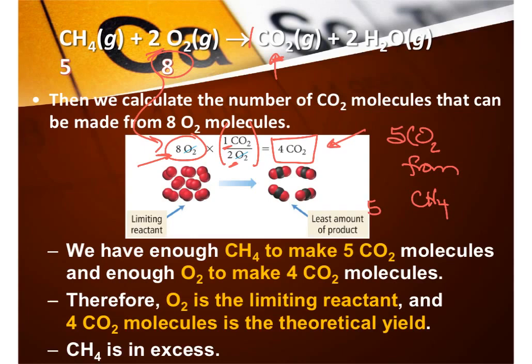The reactant that makes the least amount of product is the limiting reactant. And that's how you are going to identify the limiting reactant 99% of the time. You've got to do a quick stoichiometry to product for each of the reactants, and decide which one makes the least amount.